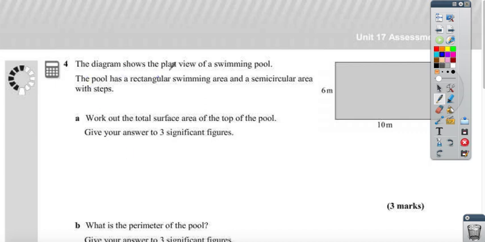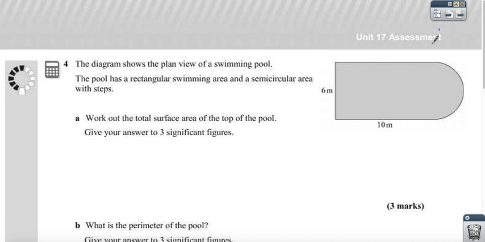The diagram shows the plan view. Plan view means the view from above. So if you're looking from above, you'd see the picture we're looking at now. I notice it's a rectangle and a semicircle. It says work out the total surface area, so area is what we're looking for. First I'd find the area of the rectangle, which is 6 times 10, which is 60 metres squared.